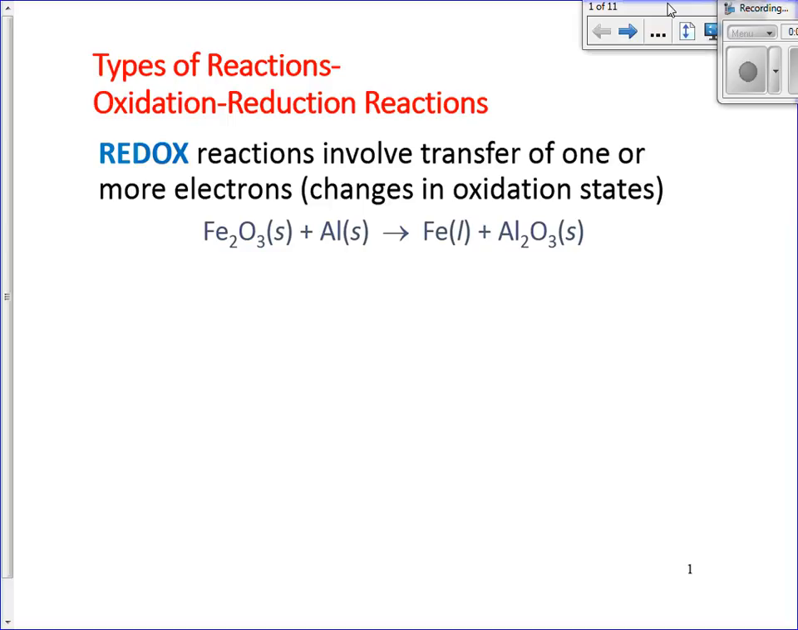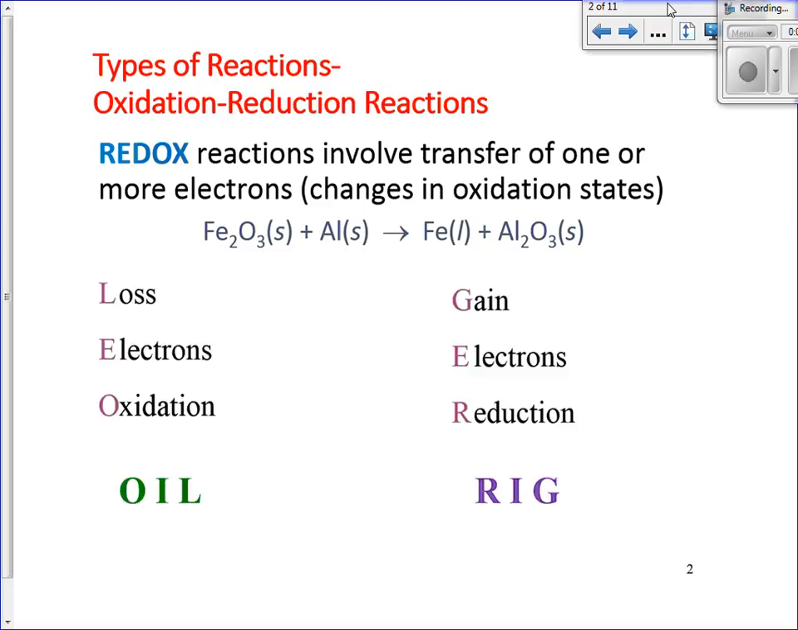So redox, reactions involving a transfer of one or more electrons, which means changes in oxidation states. So the oxidation states are those charges that we'll be assigning. Okay. So what is oxidation again? Anybody remember? The loss of electrons, good. And because redox is a partnership, reduction must gain electrons.